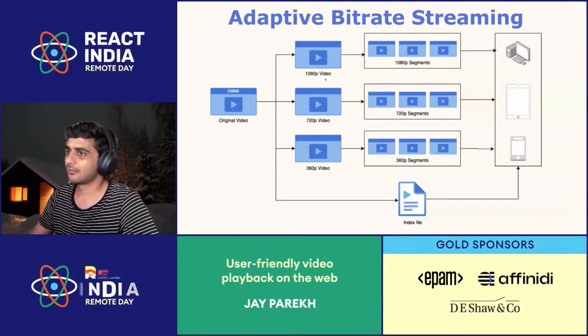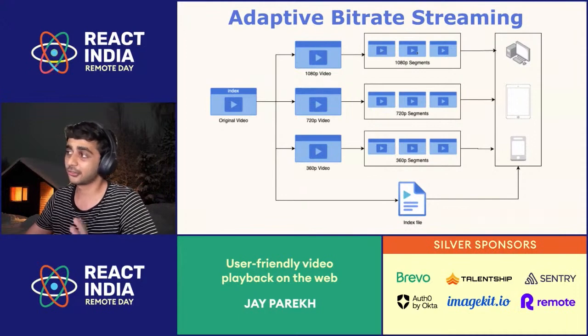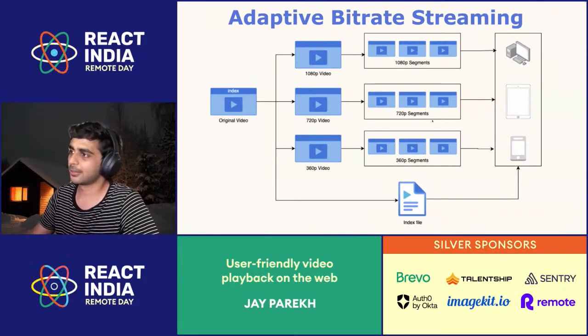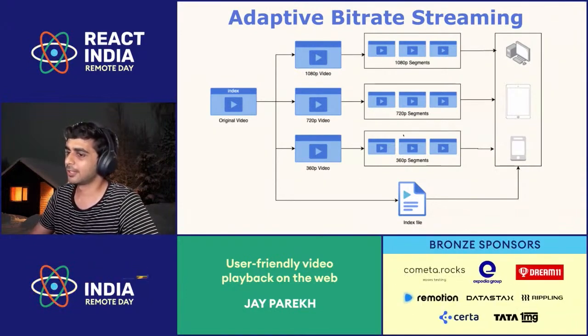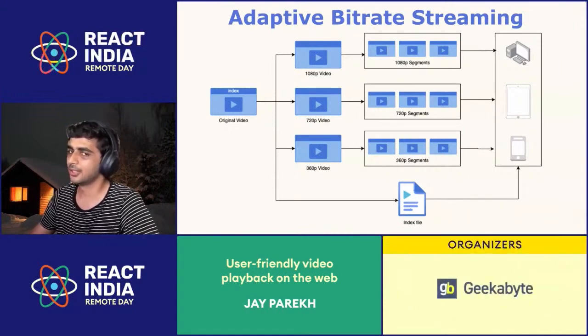And once you have these variations of your video, the next thing to do is split the video into multiple chunks where each chunk is a different file of its own. And these chunks are called segments. And apart from all these video files, you also need a text-based indexing file which has information about all of the video segments that you have available with you to deliver.